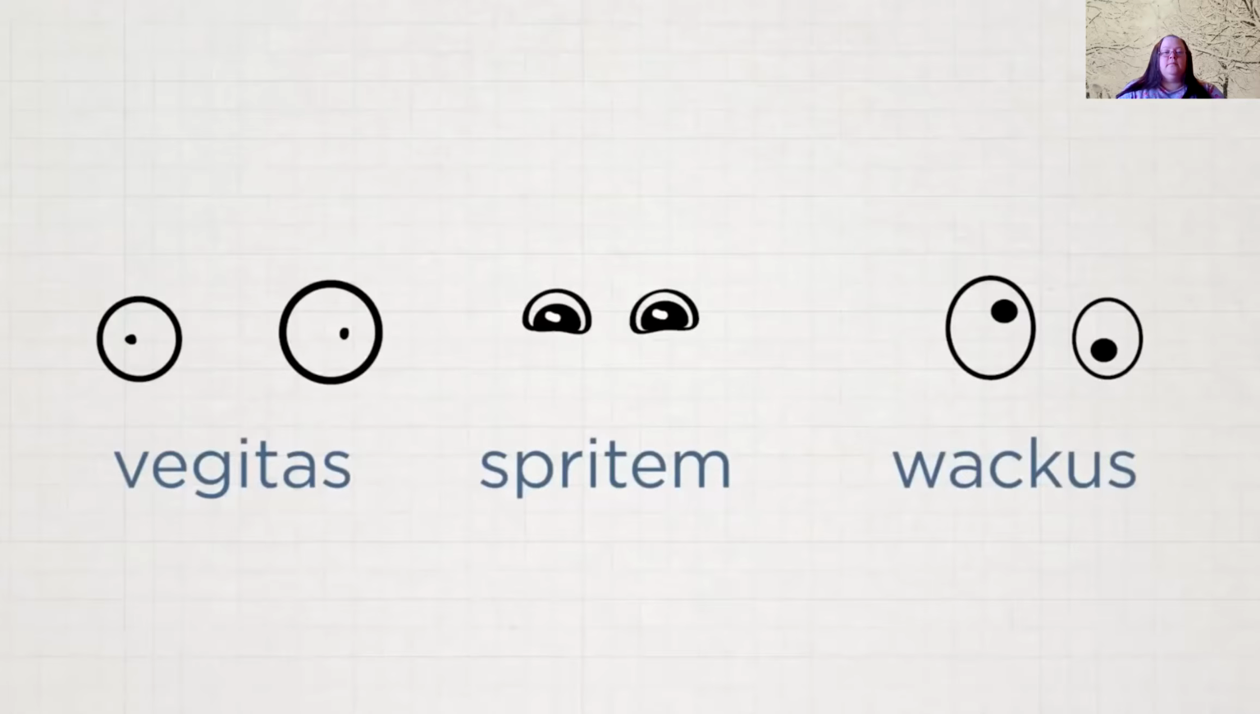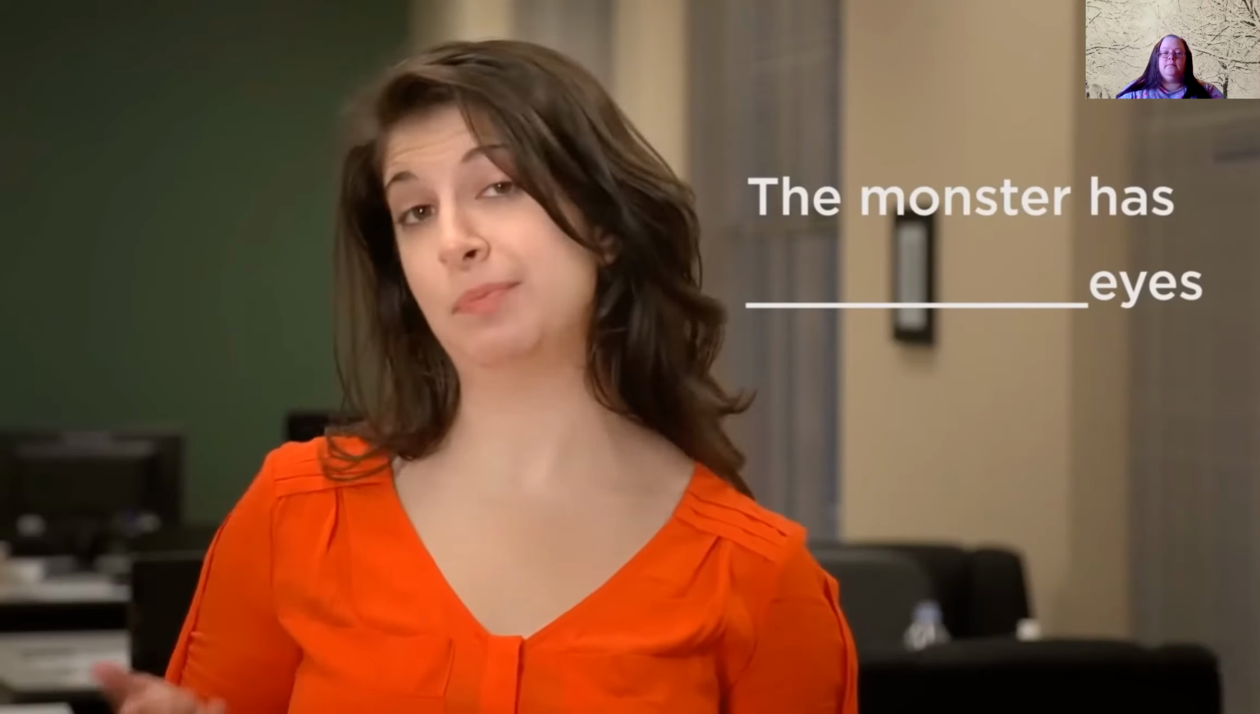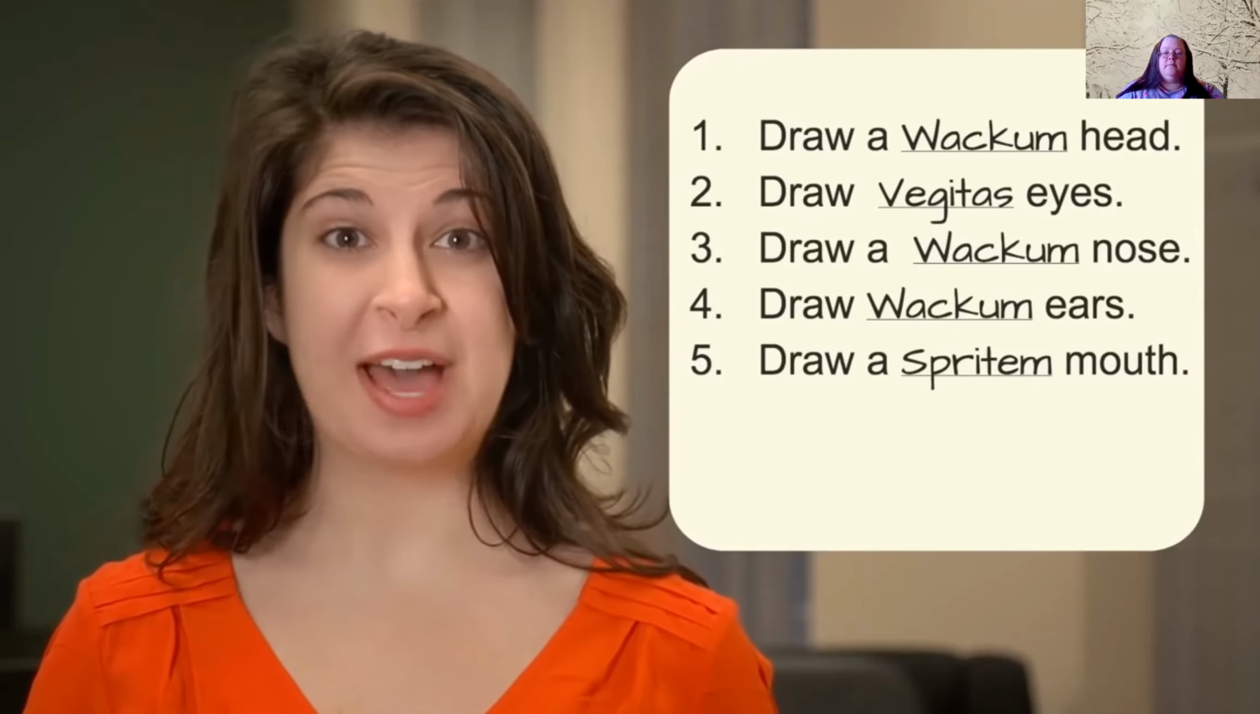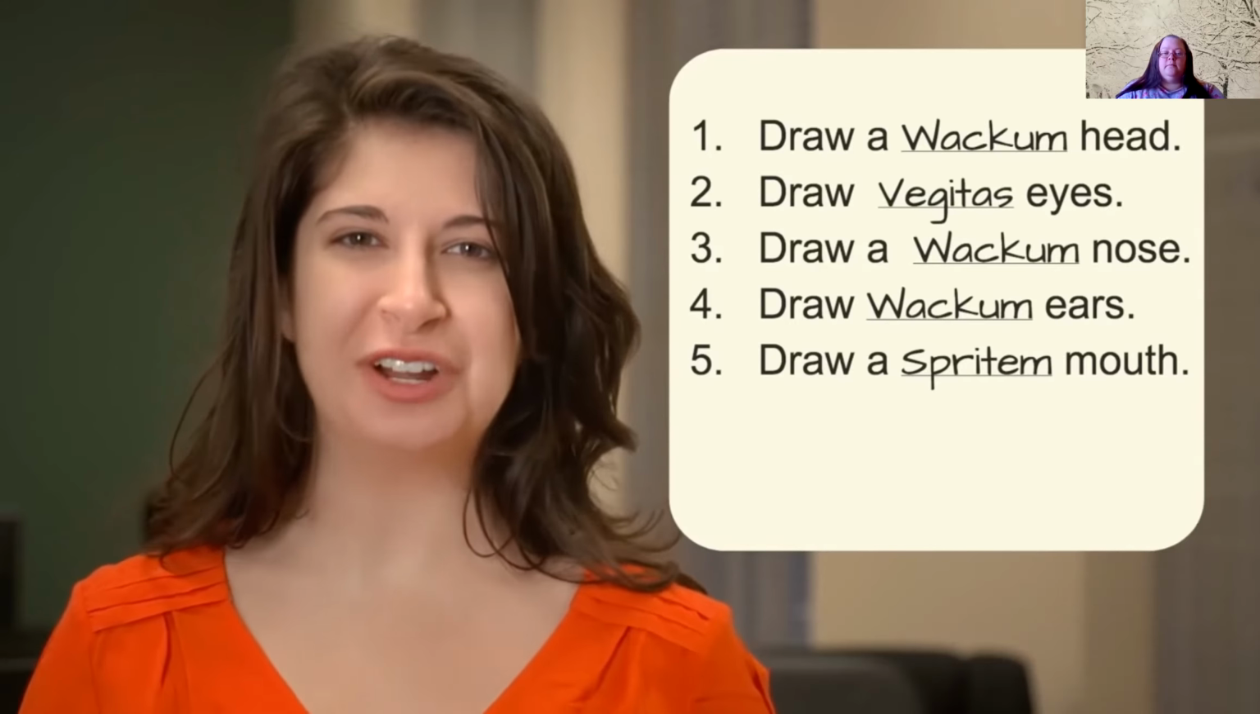For instance, one monster in the catalog has Vegetas eyes, and another has Spritum eyes. But they both have eyes, so we can write a line that says, this monster has blank eyes. So students will be able to write a set of instructions called an algorithm that lists the monster's parts with blanks for what the style should be. This is the set of instructions they'll pass to other students to recreate their very own monster.